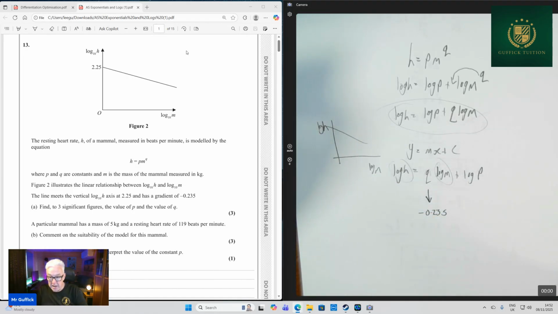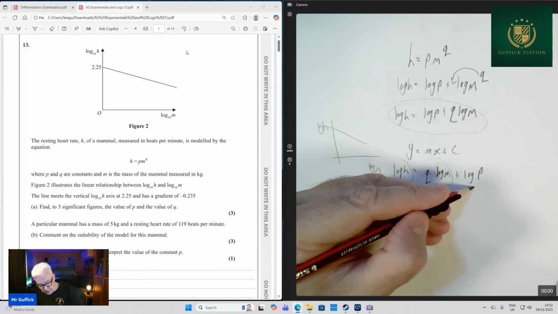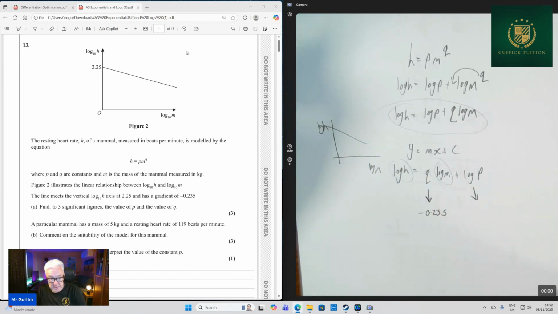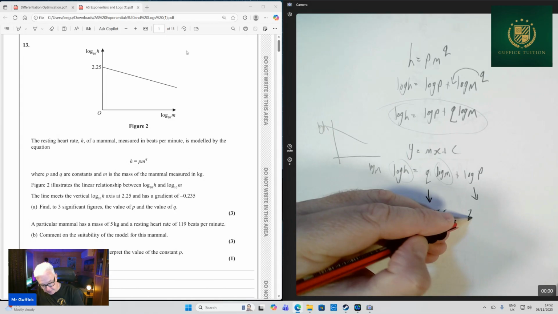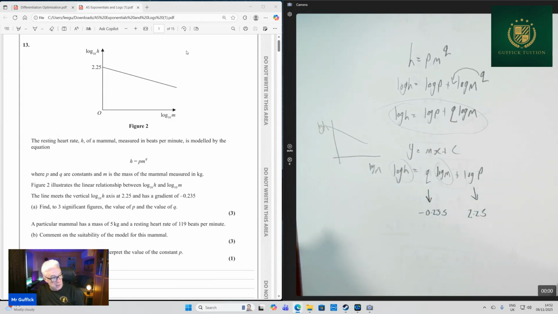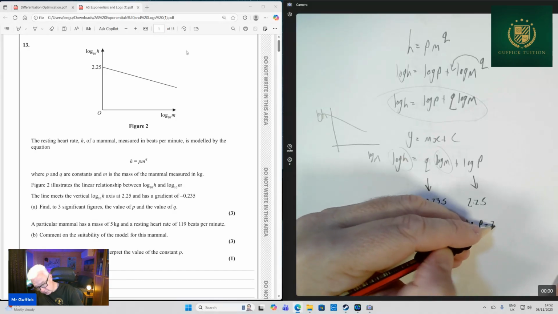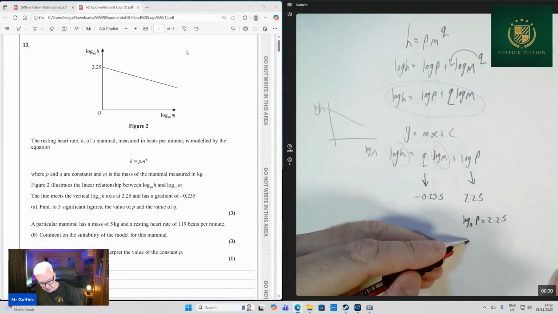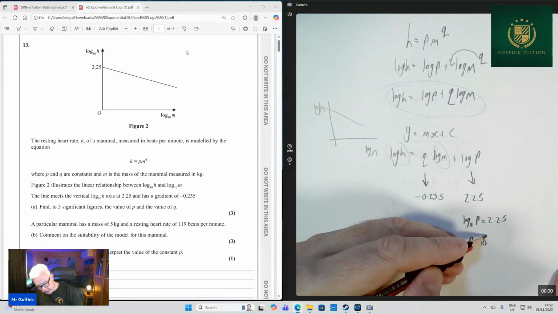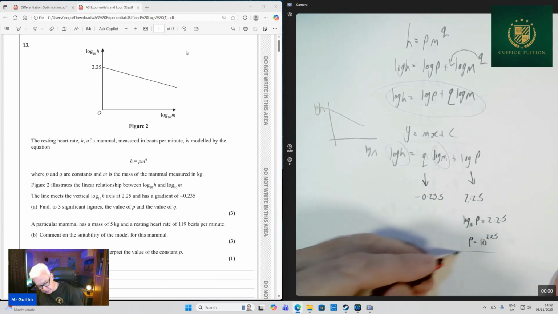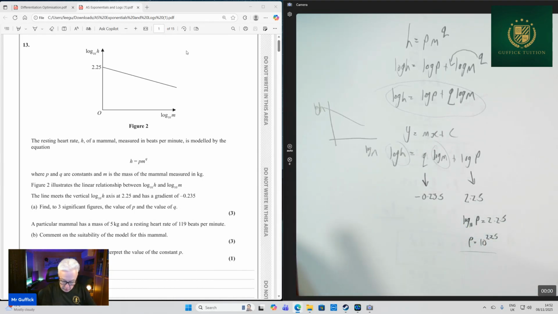So straight away, we've got the gradient. And also, the y-intercept is going to give us log to the base 10 of P. And we can see that the y-intercept is 2.25. So what that means is that log to the base 10 of P equals 2.25. So therefore, P is equal to 10 to the power of 2.25, okay? So that's how we're going to work that out.